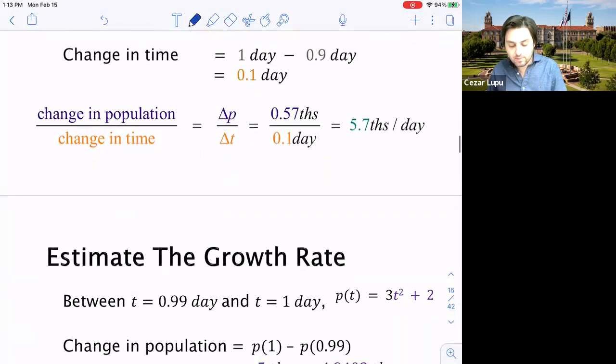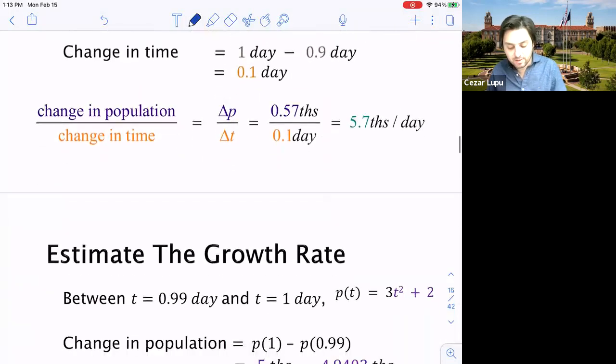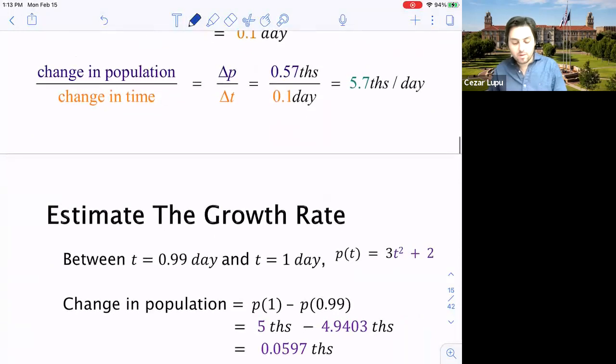So now let's look even closer. Let's estimate this a bit closer. So what happens when we have between t equals 0.99 and t equals 1? Again, we'll do the same thing. The change in population will be P of 1 minus P of 0.99. So this would be 5 minus 4.9403, which will give us 0.0597.